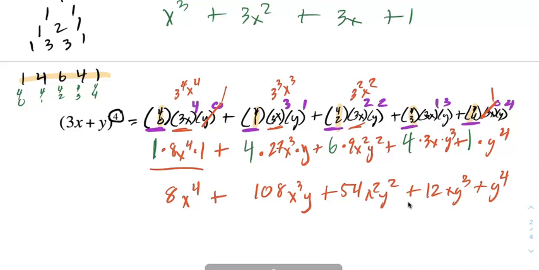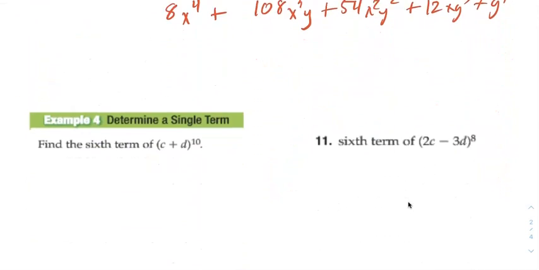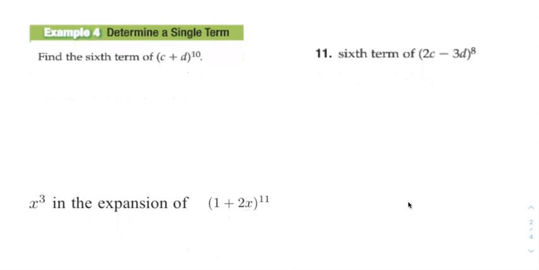Lucky for us, we generally don't ask you to expand it the whole way. What we do instead is ask you to find a single term. So like this one here. They want you to find the sixth term of this expansion. So all I gotta do is find the sixth term.